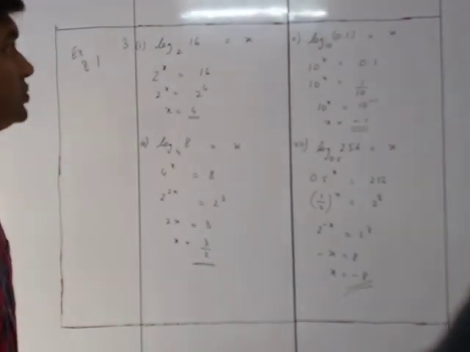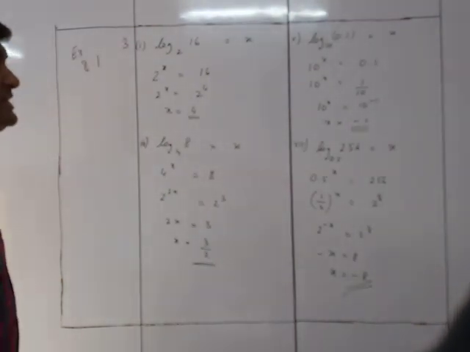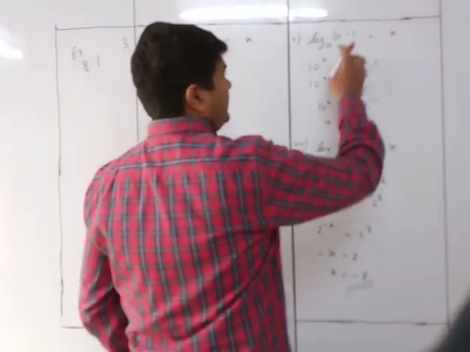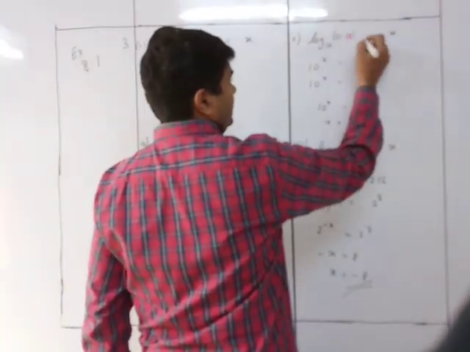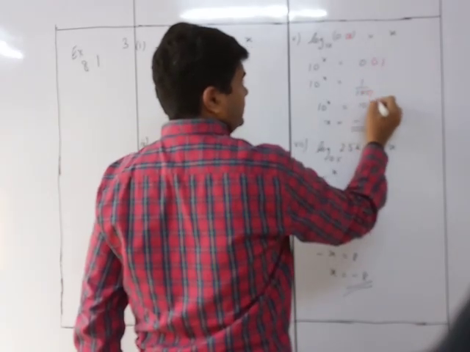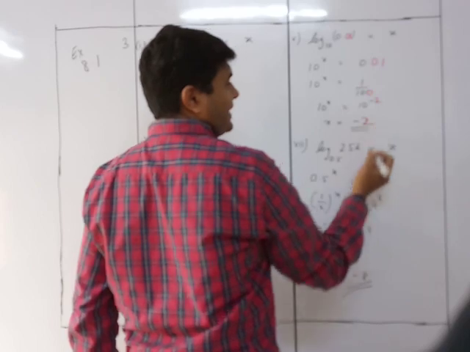Let me just check my fifth one. Fifth one is 0. Oh, sorry. This is given as 0.01. I made a mistake in copying the sum. So it will be 0.01, so this is 100. So this becomes minus 2. So the answer is minus 2.